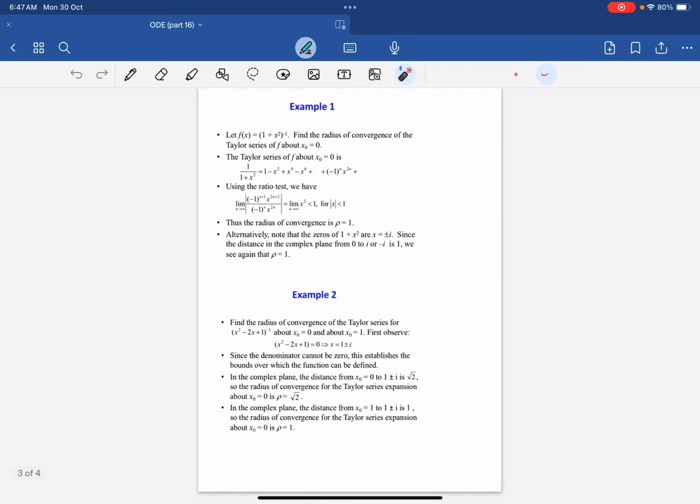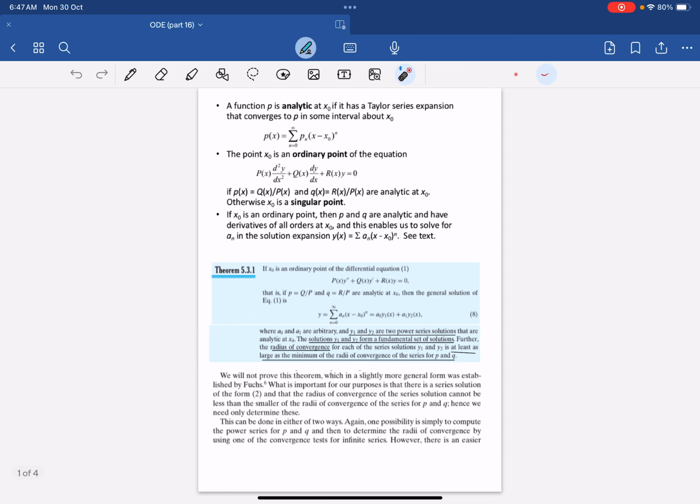So I hope now you have a better understanding of when to use the series solution and of the radius of convergence for analytic solutions.